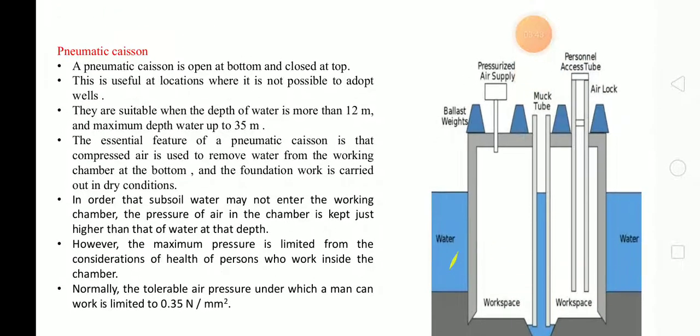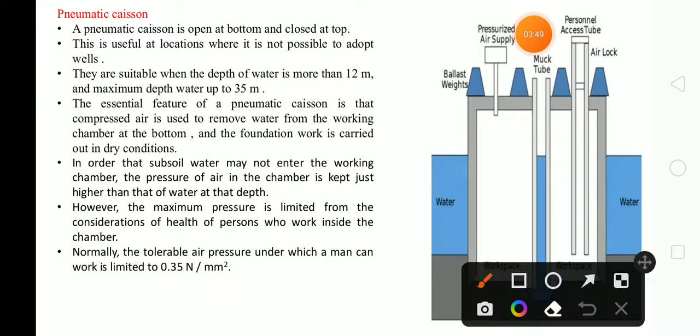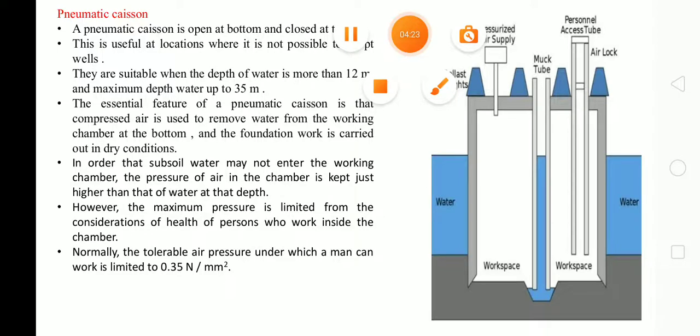Now we will discuss the pneumatic caisson. If you understand this figure you will easily understand it, and you can write about the pneumatic caisson in your own language. You can see here the workspace between the two water areas, and the blast weight, pressurized air supply, personnel access tube, air lock, and the muck tube. So this is all about the pneumatic caisson.